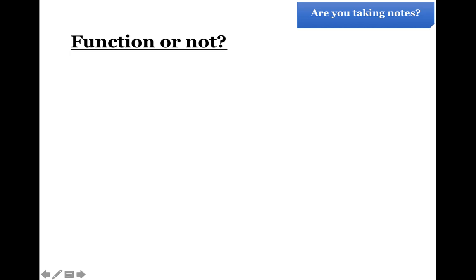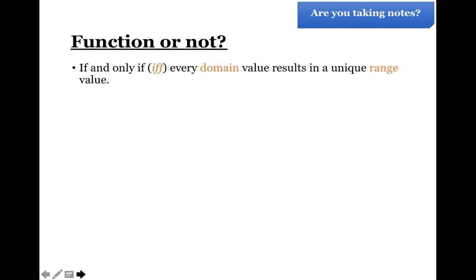So, right? Oh, look, reminder. Are you taking notes? Function or not. If and only if, so that's what that IFF stands for. If and only if, so that means it's a definition. It works in both ways. So if and only if every domain value results in a unique range value.